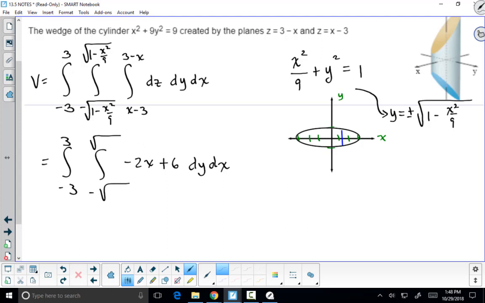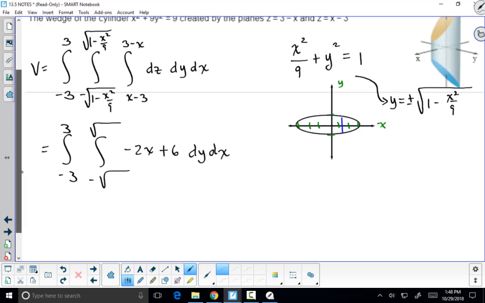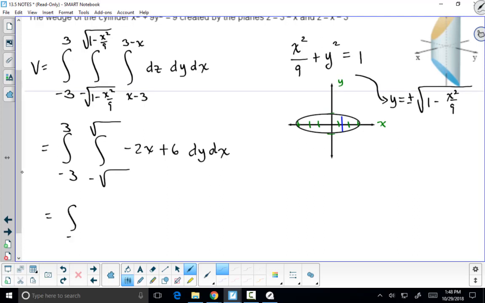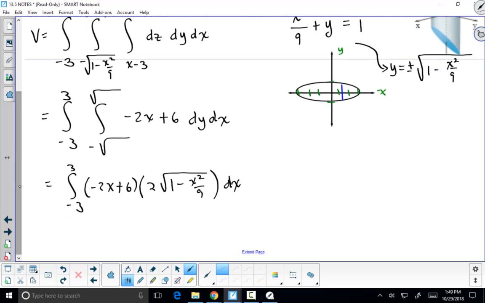And now there's no y there. So again, we're going to multiply by the length of that interval. Since there's no y, we're going to have the integral from minus 3 to 3 of negative 2x plus 6, multiplied by the length of this interval. That minus minus that is 2 times that square root. So 2 times the square root of 1 minus x squared over 9, dx. So then we get to that. I think it forced me to do trig sub.